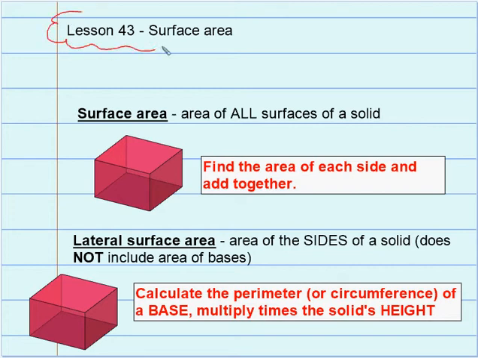Hi class, this is Course 3, Lesson 43, Surface Area. Two vocabulary terms that you need to make sure that you know the difference in.